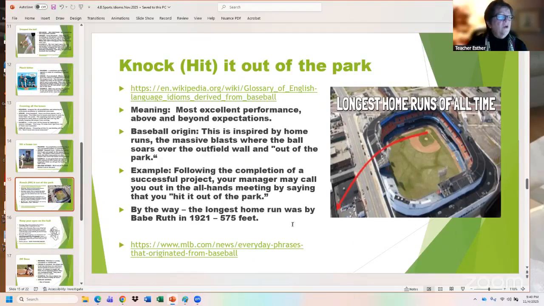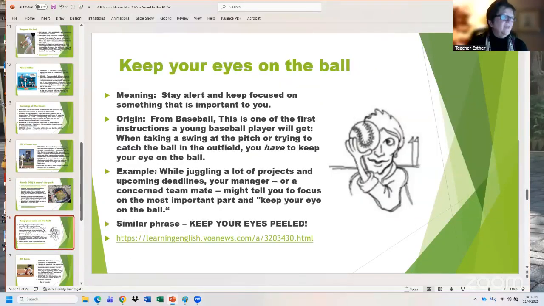And the longest home run was Babe Ruth in 1921. So that's 100 years ago. And nobody's been able to catch him yet. All right. Next one. Swan, would you read this one?